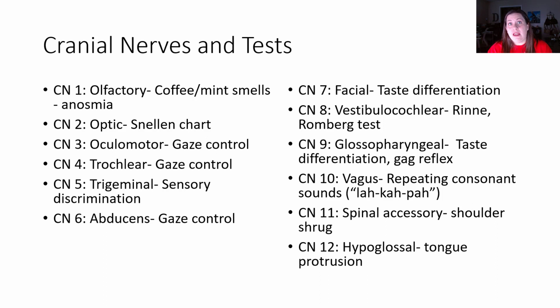Number 2 is optic, and so this is vision. So we would use the Snellen chart where they will look and tell you, say, okay, I'll need you to read line number 3. What letters do you see? That's going to help us know if they actually can see or not.